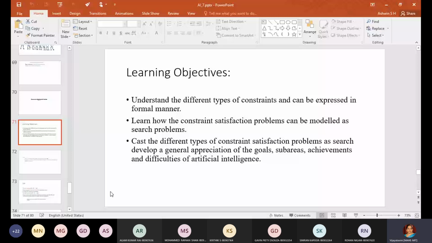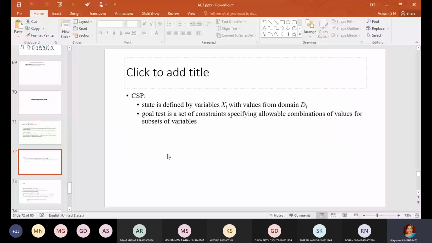Normally this is the constraint satisfaction problem. We call it CSP. It is defined as follows: the state is defined by variables xi with values from domain di. The goal test is a set of constraints specifying allowable combinations of values for subsets of variables. When we take up a problem, you will come to know how we can define the variables and domain.